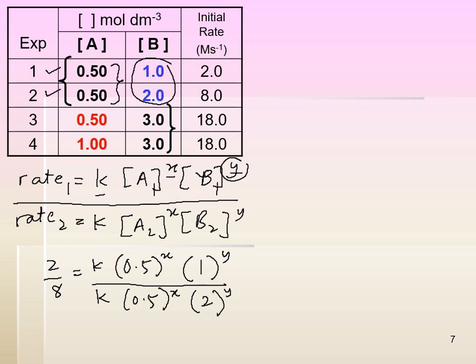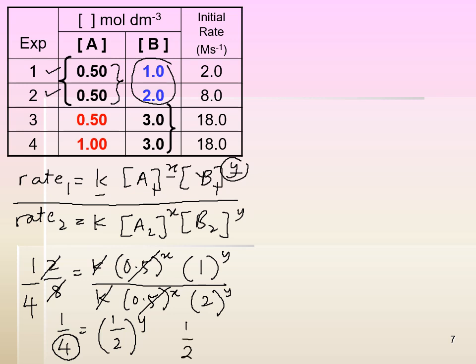So you can see here that we can make this 1 over 4, and then this can all be crossed out because it's the same thing. So we are left with 1 over 4 is equal to 1 over 2 to the power of Y. So can we make 4 as 2 times 2? So 1 over 2 to the power of 2 is also correct. So we put 1 over 2 to the power of 2 is equal to 1 over 2 to the power of Y. So here we know that Y is equal to 2.